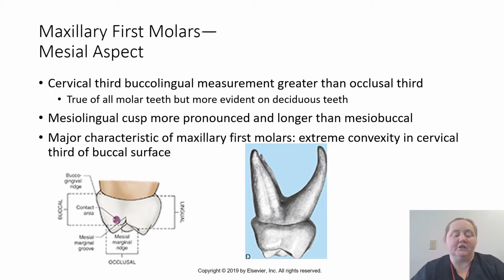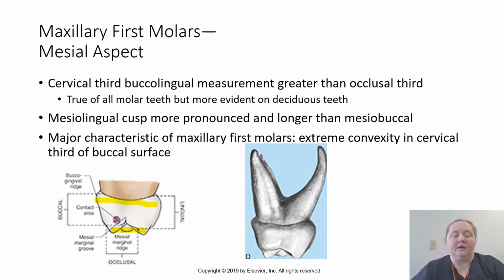Maxillary first molars, the mesial aspect. The cervical third buccolingual measurement is greater than the occlusal third. Okay, so what does that mean? The cervical third buccolingual measurement is going to be greater than this measurement. Okay, you can see that, right?